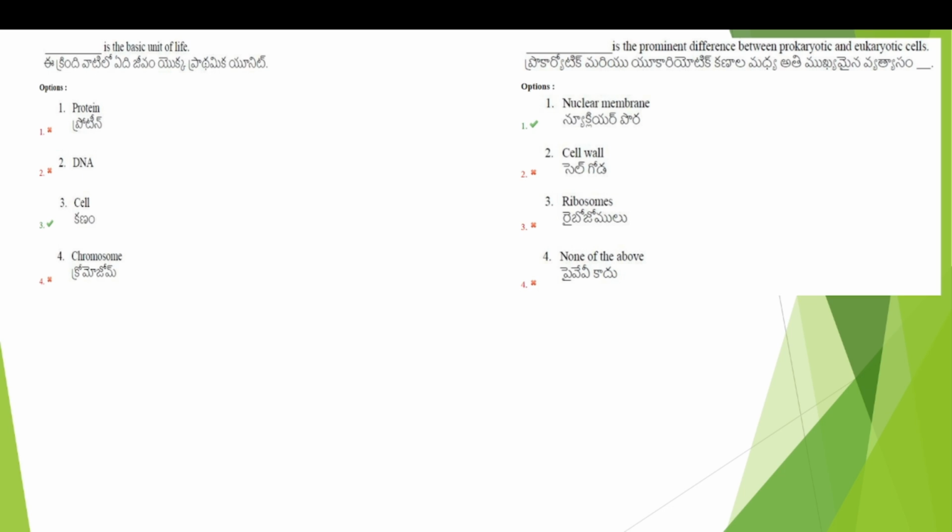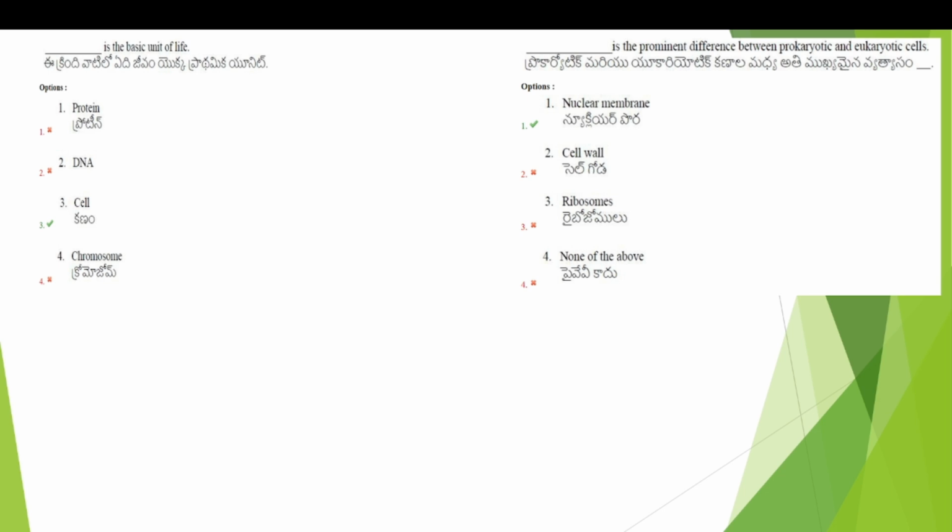You all know prokaryotes means no nucleus, without nucleus. That means nuclear membrane is absent. Whereas eukaryotes means eu means true, karyon means nucleus. There is a nucleus present in eukaryotes. That means nuclear membrane is present. This is the prominent difference between prokaryotes and eukaryotes.